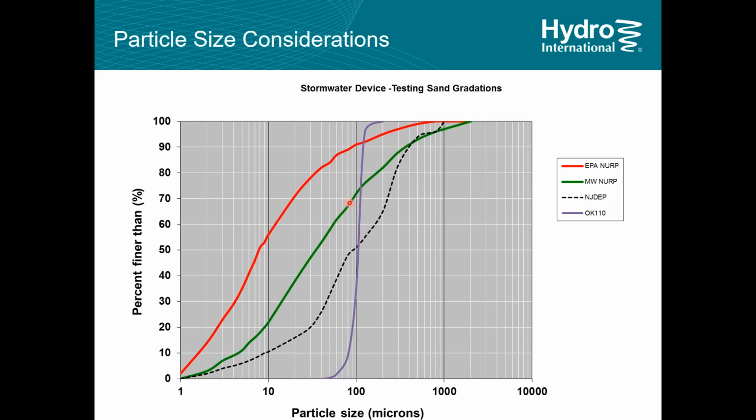In Minnesota, they use the Midwest NERP curve. The median particle size is around 30 microns, 35, 36 microns. Again, that's a really difficult thing to remove without going to filtration or infiltration, bioremediation, that sort of thing. When I go to New Jersey, they use this New Jersey test sand, and the median particle size, I should say, is around about 63 microns. And this purple line here is OK110, which is used fairly commonly in many states. 110 micron is a common test sand, the old OK110.